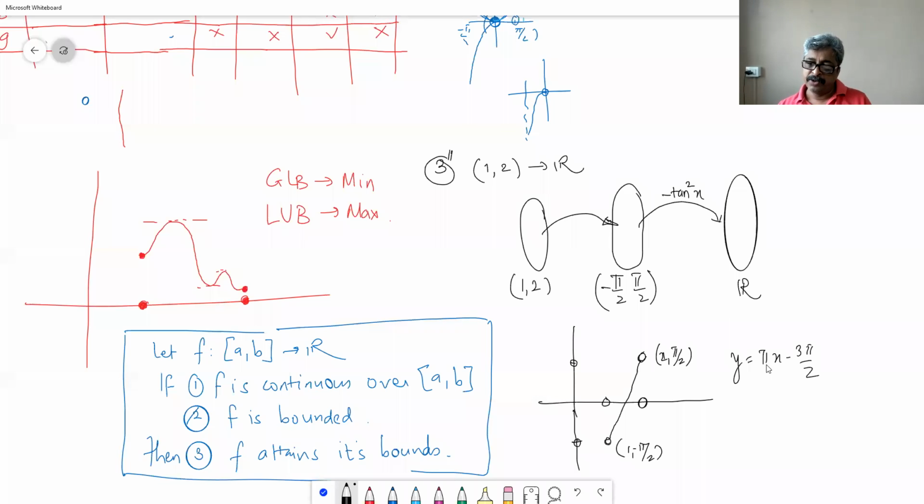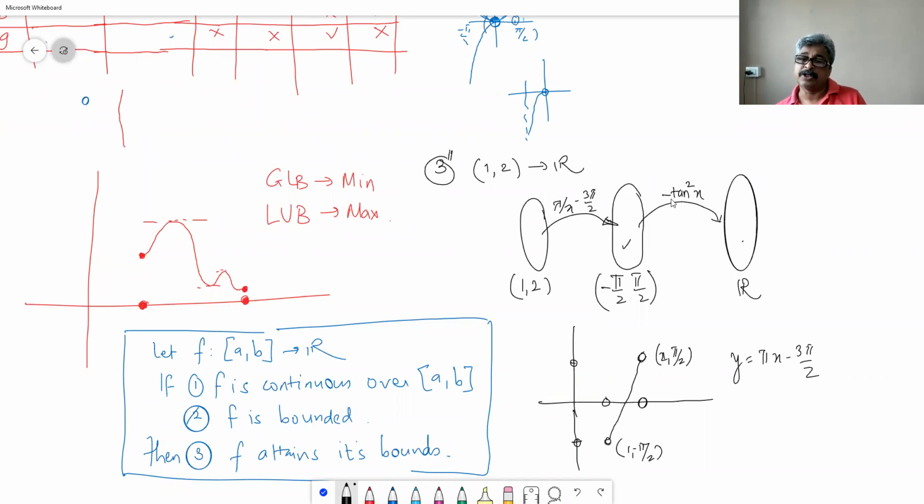So if you define the function from open interval 1 to 2, pi x minus 3 pi by 2, all the x values between 1 to 2 will be taken between minus pi by 2 to plus pi by 2. What will happen here? All the values from minus pi by 2 to plus pi by 2 will be taken to real numbers. And this function will have the property of LUB max available, GLB min not available, right?